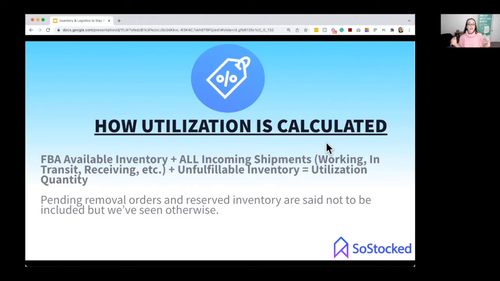Amazon on the record has said this does not count for your utilization, but we and many, many other sellers have seen otherwise. So your reserved inventory is counting as part of your utilization. If you've got some reserved inventory that's held up and that doesn't seem to be moving, that's a problem. And that's something that you may have to get a specialist to help you look into. But just keep an eye on your reserved inventory. Make sure that that's clearing out within a reasonable amount of time.